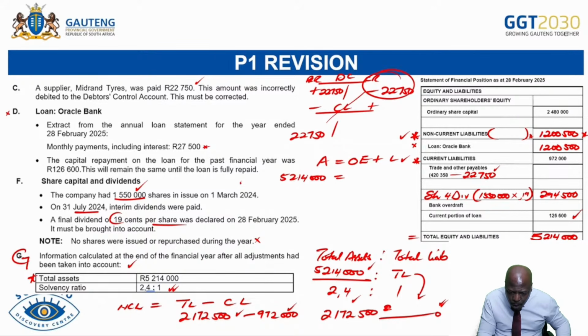So you end up with 1,200,500 over there. And once you have that one, it simply means you can now get your equity and liabilities amount. Remember, you now need your ordinary shareholders' equity. And to get your ordinary shareholders' equity, you are now calculating from the bottom going up.